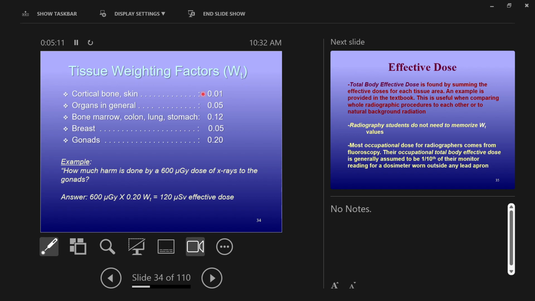And this would be different. Let's do it real quick. They didn't put this in here, but let's just do it real quick. If it is skin, cortical bone or skin, where the laser pointer's on right now. So just take 600 times 0.01. Tell me what you get. I should have known that answer. I plugged it into the calculator though.